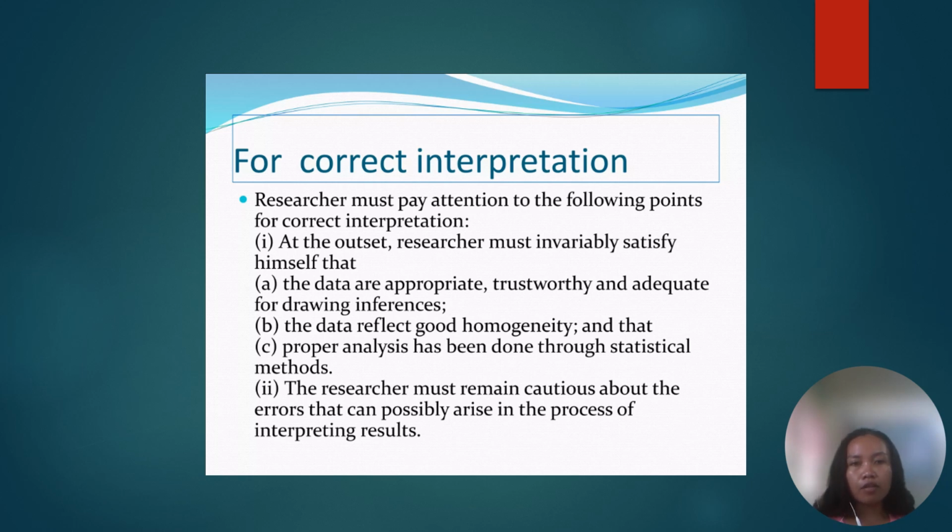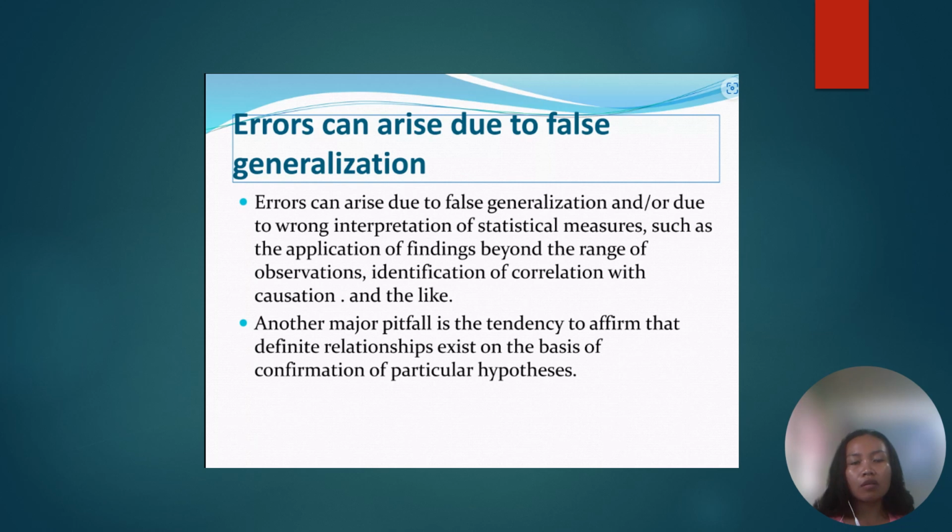First, at the outset, the researcher must invariably satisfy himself that A. the data are appropriate, trustworthy, and adequate for drawing inferences, and B. the data reflect good homogeneity, and that proper analysis has been done through statistical methods. Second, the researcher must remain cautious about the errors that can possibly arise in the process of interpreting results.